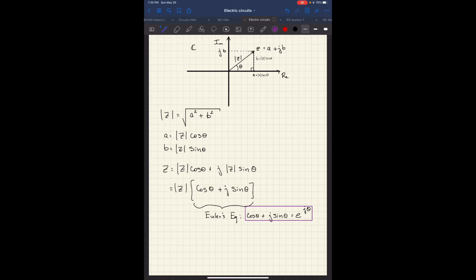So I can replace this cosine theta plus j sine theta with just e to the j theta. So in other words, what I've just shown is that I can write my complex number z as magnitude z e to the j theta. So this is called exponential form. So in other words, I can write my complex number in exponential form.